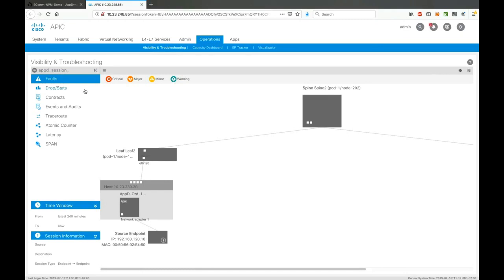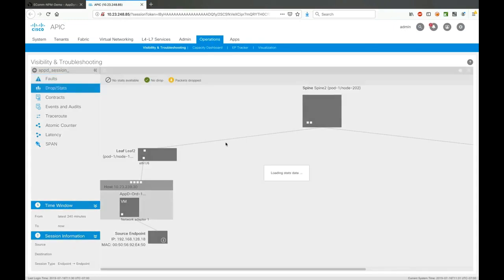How do I get to the root cause faster? So I'll go into drops and stats and try to see if there are any drops on any of these interfaces. Just give it a couple of seconds. It's loading the data right now to see if there are any faults happening at this point in time. Okay, so I do see some information whether it's dropping the packets or not.